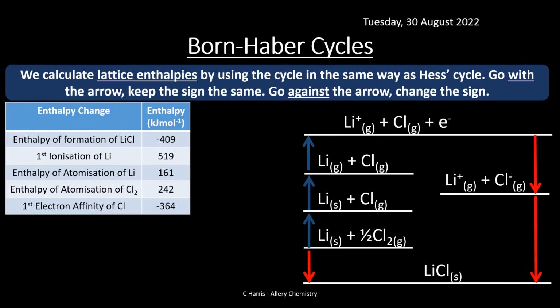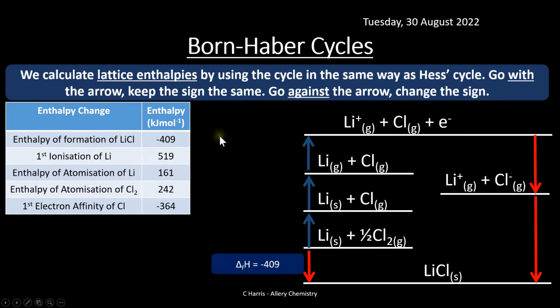So here we've been given some data: the enthalpy of formation of lithium chloride, the first ionization of lithium, the enthalpy of atomization of lithium, the enthalpy of atomization of chlorine, and the first electron affinity of chlorine. This data has been provided to us. I've drawn the cycle out here already because we've seen this cycle. They might ask you to draw the cycle, or they might give you half the cycle and you have to finish it off. But for this purpose, we're just going to use the figures here.